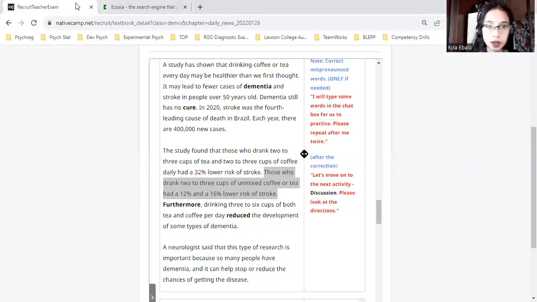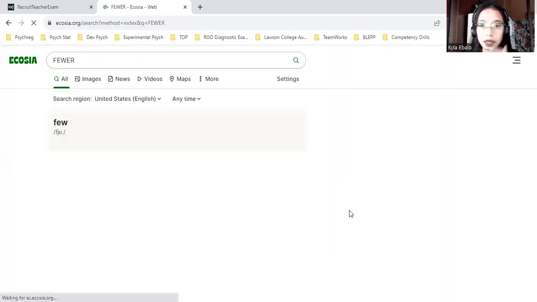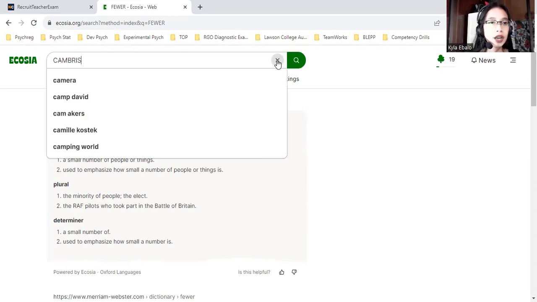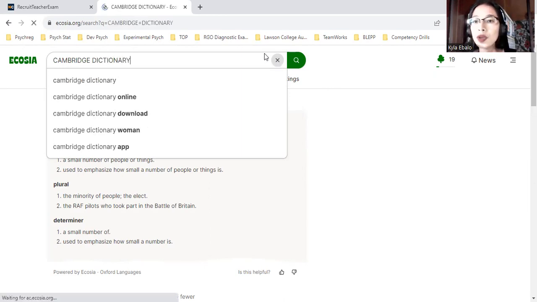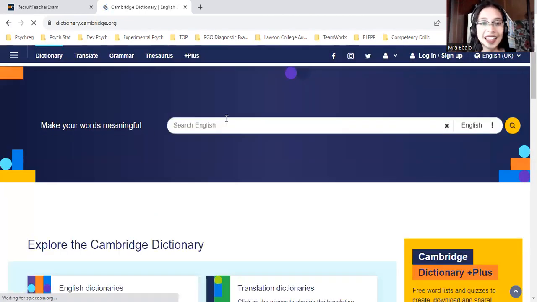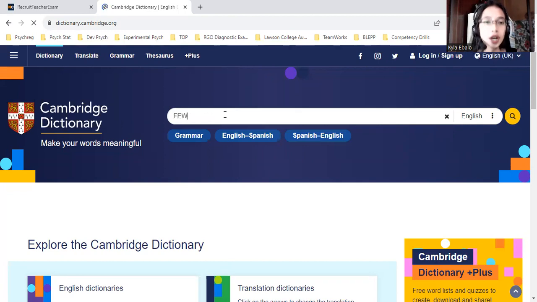Let's try to ask Mr. Google the meaning of fewer. We will use Cambridge Dictionary for this one, okay? Cambridge Dictionary is very reliable in terms of really looking for the definition of terms we are confused about. All right. So there you go, fewer. Let's just type in the word fewer in the search engine.